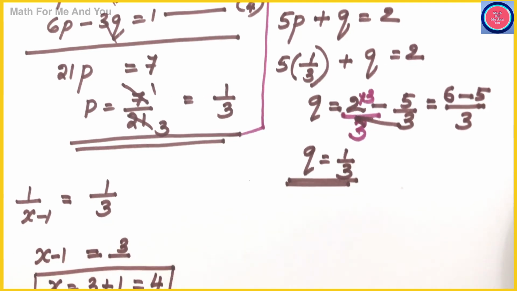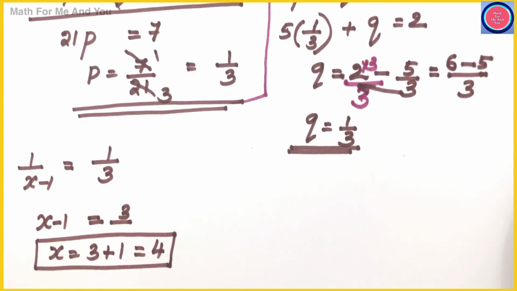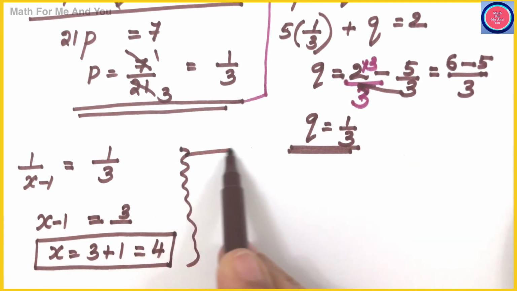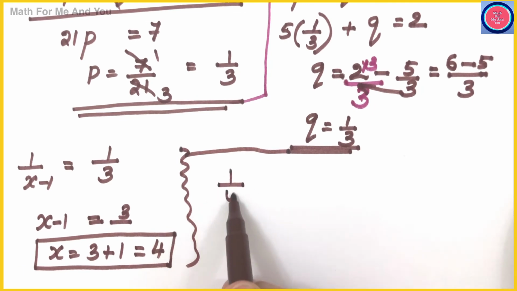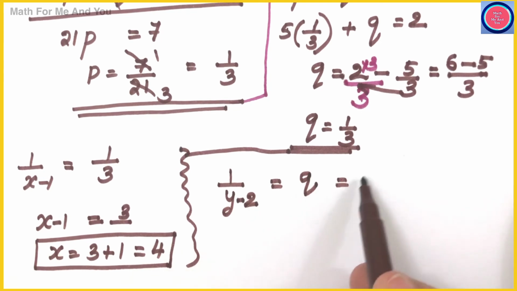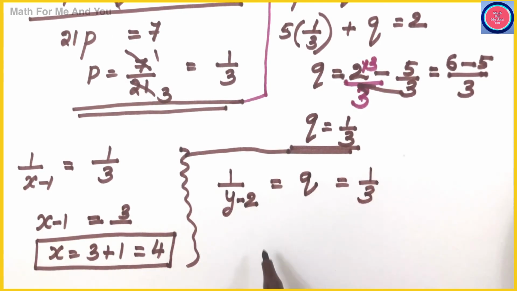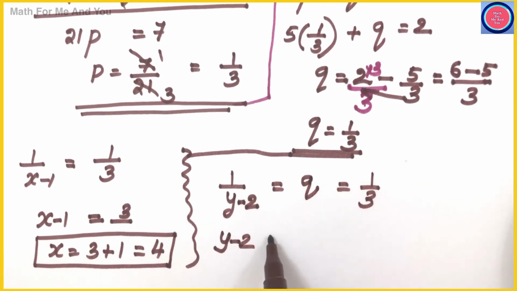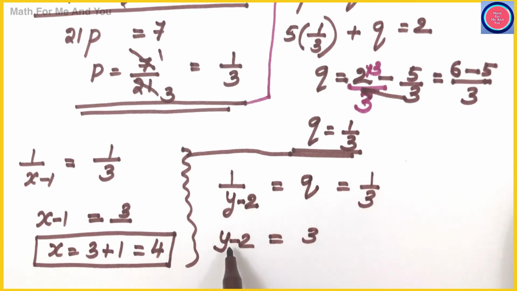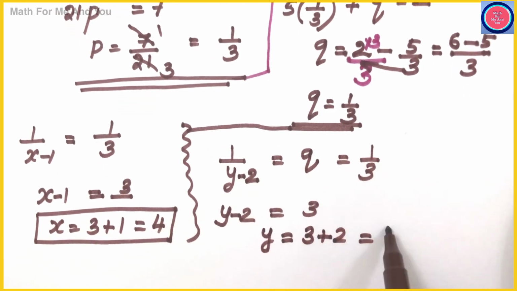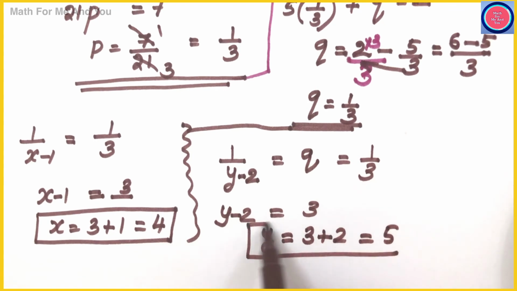And we have taken 1 over y minus 2 equals q. We can substitute the value of q over there and find what is y. 1 over y minus 2 is equal to 1 over 3. Take the reciprocal. Then we get y minus 2 over 1, over 1 no need to write, equals right side 3 over 1. So we write just 3. y minus 2 equals 3. What is y? y equals 3 plus 2. It's 5.